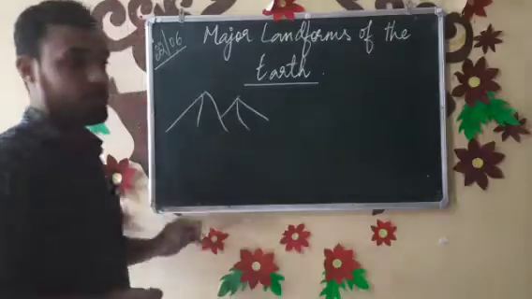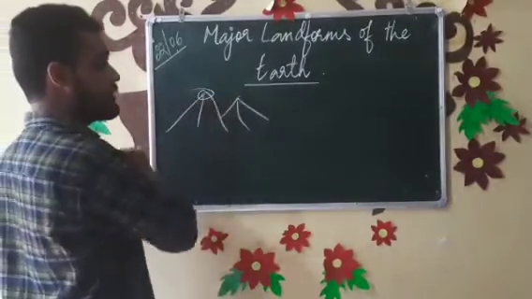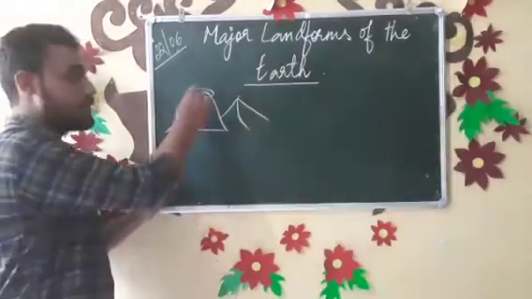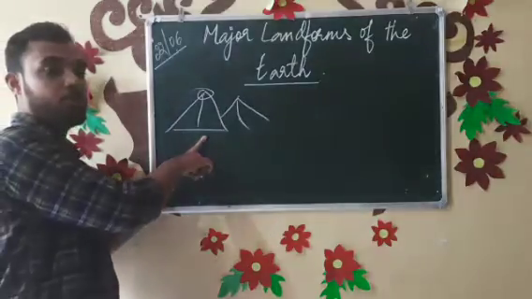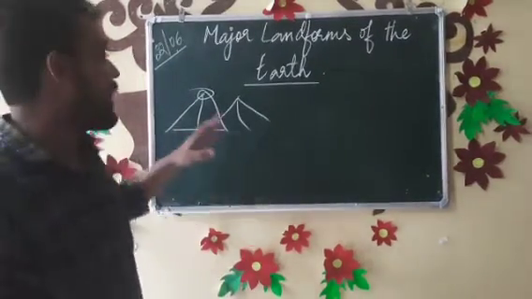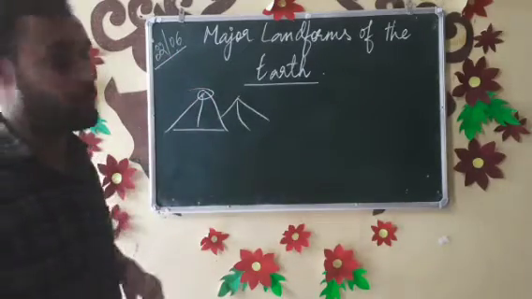These are mountains. Now what are the features of mountains? Mountains have a steep summit and broad base. The topmost surface is known as the summit and the lower portion is known as the base. So the base is very broad and the summit, the top of it, is very steep, conical in shape.